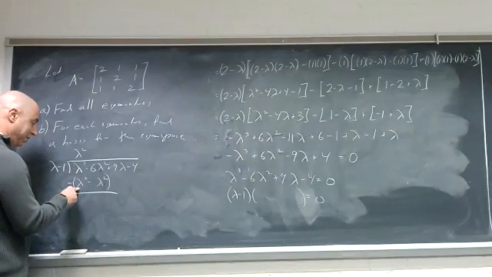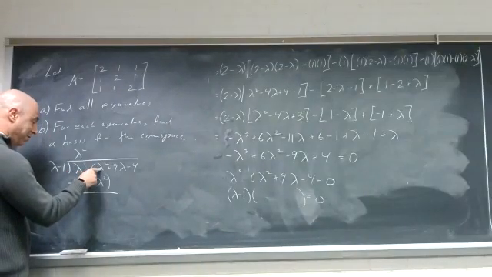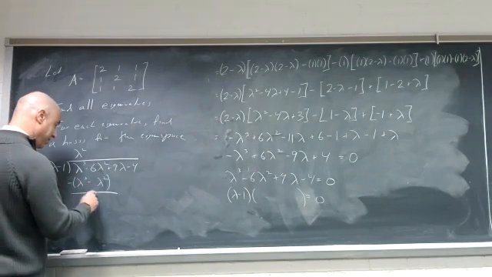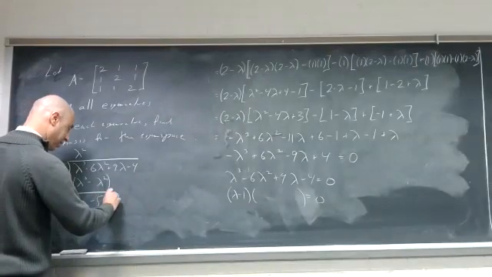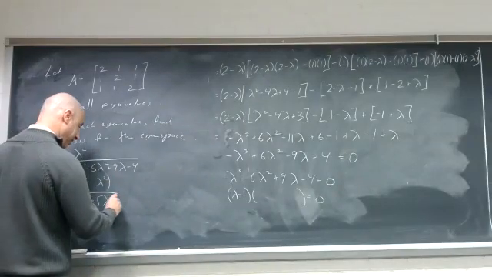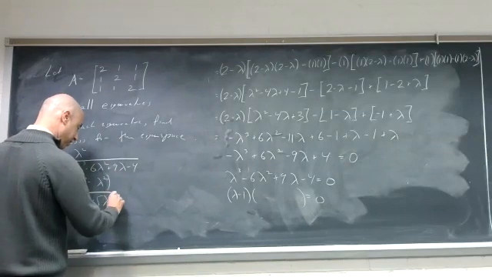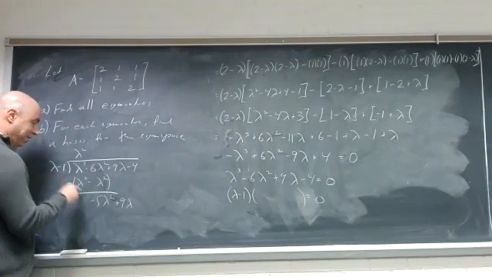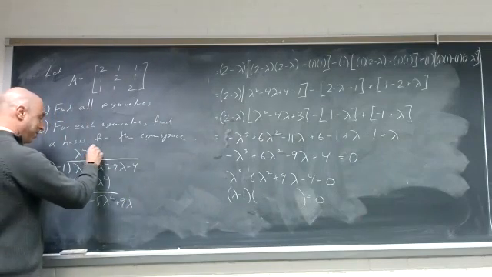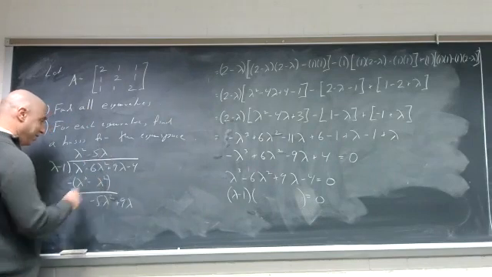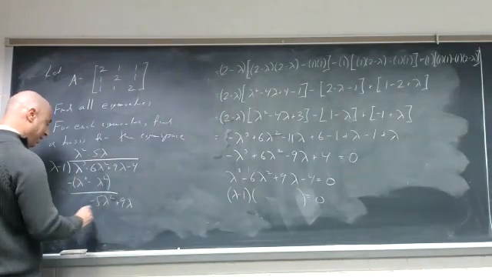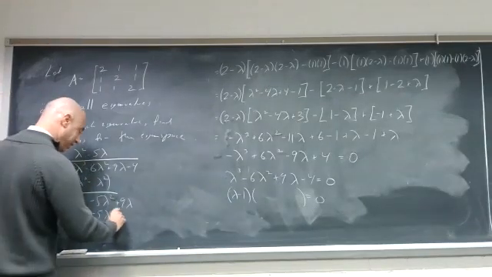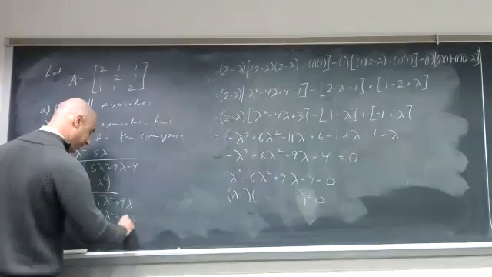Lambda cubed minus lambda cubed, they cancel out. Minus 6 lambda squared minus minus is plus, plus lambda squared is minus 5 lambda squared. Bring down your plus 9 lambda. Lambda goes into minus 5 lambda squared minus 5 lambda times. Minus 5 lambda times lambda is minus 5 lambda squared. Minus 5 lambda times minus 1 is plus 5 lambda.